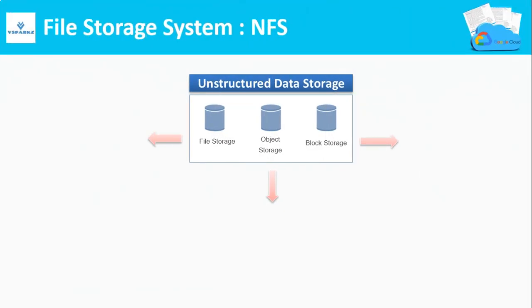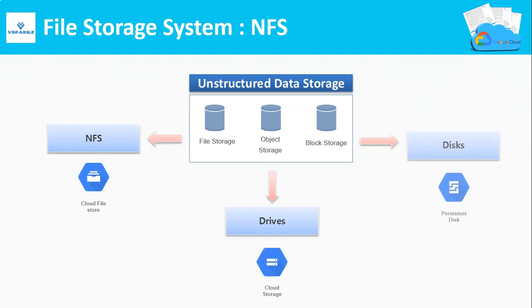Basically, you have three divisions of data storage system: file storage, object storage, and block storage. You can see the general examples and the corresponding products from Google Cloud for these three divisions. If you want to know more about the data storage services of Google Cloud, please refer to the previous videos. In this video, we are going to discuss and see Cloud Filestore.